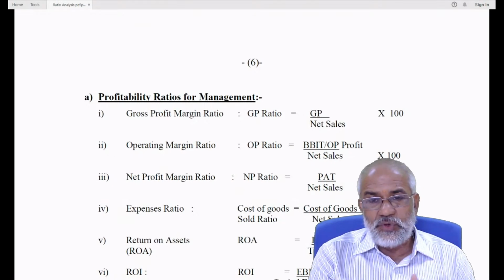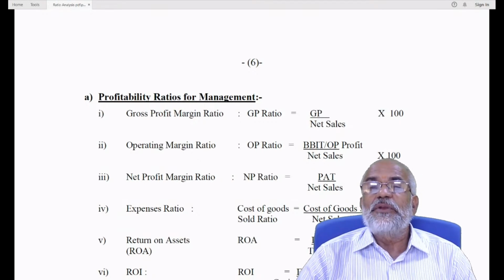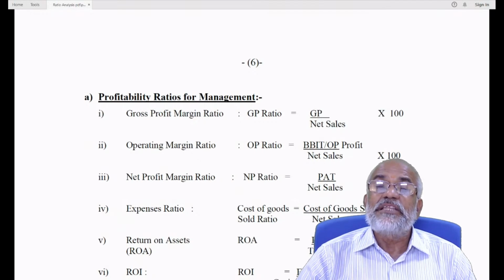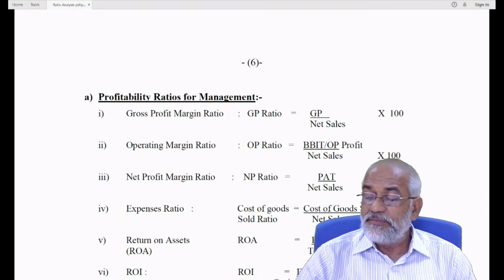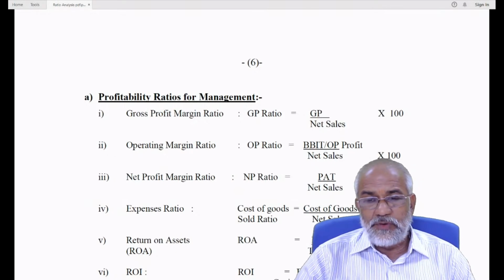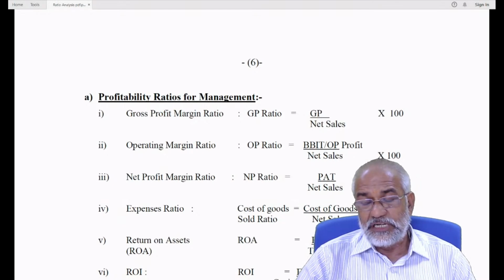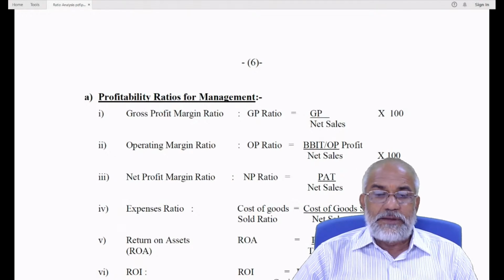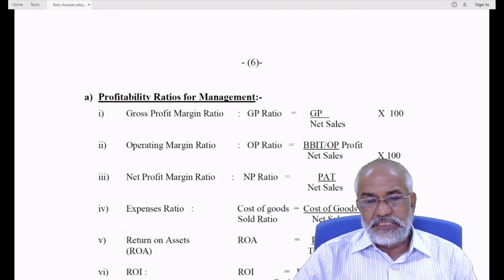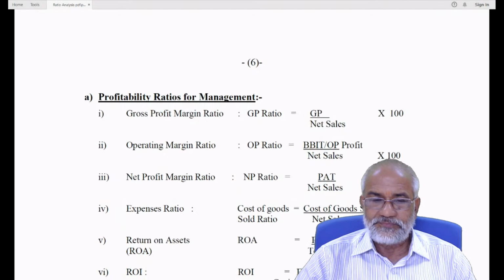Then operating margin ratio or operating profit ratio, that is EBIT, earnings before interest and tax. It's a typing mistake, it is written as BBIT, it's not BBIT, it is EBIT. EBIT, otherwise known as the operating profit, when it is divided by the net sales and multiplied by 100, it would be the operating profit ratio. Then net profit margin ratio or net profit ratio: the net profit, or the profit after tax, when divided by net sales into 100, would be the net profit margin ratio.